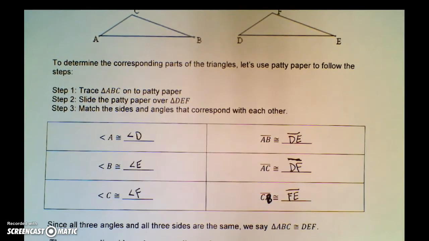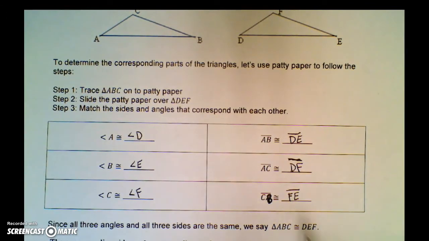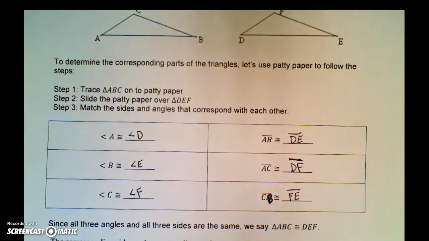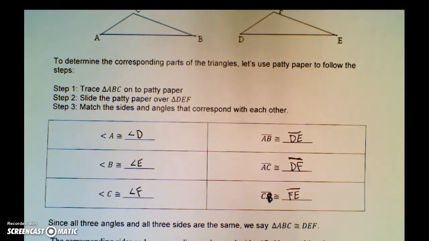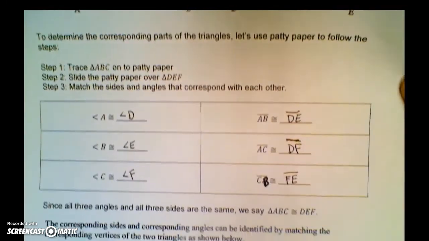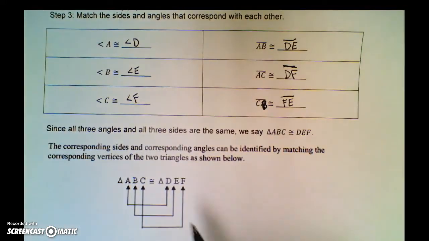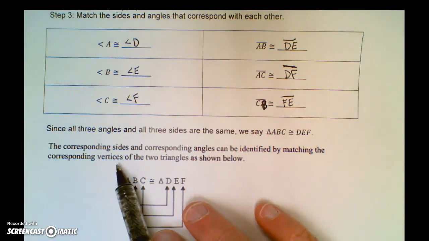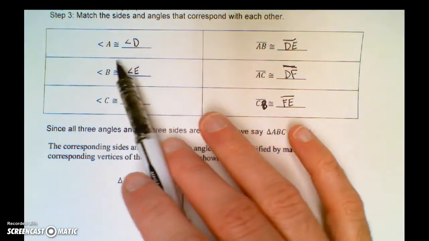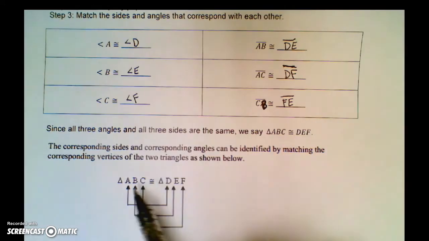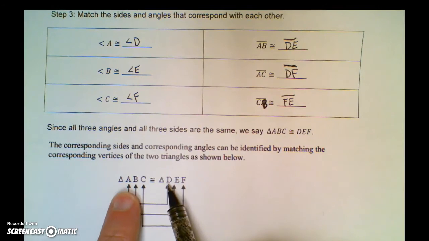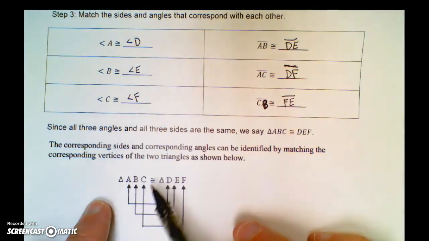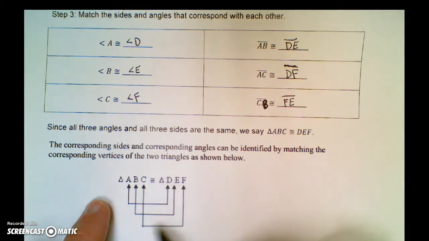So since all three angles and all three sides are the same, we say that triangle ABC is congruent to triangle DEF. The way you name your triangle statement is particularly important because the corresponding sides and corresponding angles can be identified by matching the corresponding vertices of the two triangles as shown below. So when I said angle A matches up with angle D, when I name it with the triangles, I make sure to name them in the same position. So A matches up with D, B matched up with E, and F matched up with C.